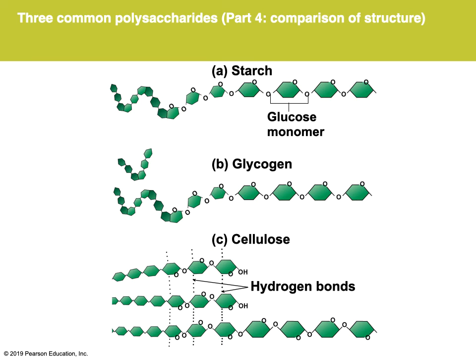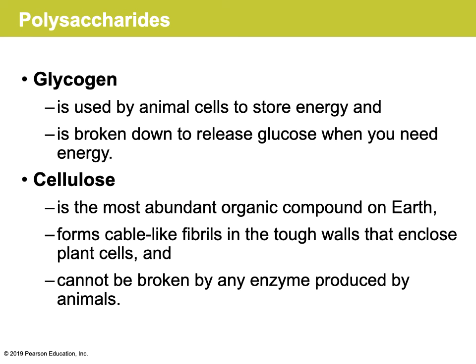So it just gives you an idea to see how these things are assembled. You're not going to need to reproduce that on a test or anything like that, but just to get an idea that similar monomers can be put together in different ways. All right, so again, glycogen is used by animal cells to store energy and is broken down to release glucose when you need energy. So again, it's a quickly accessible form of energy stored in places like muscle tissue.